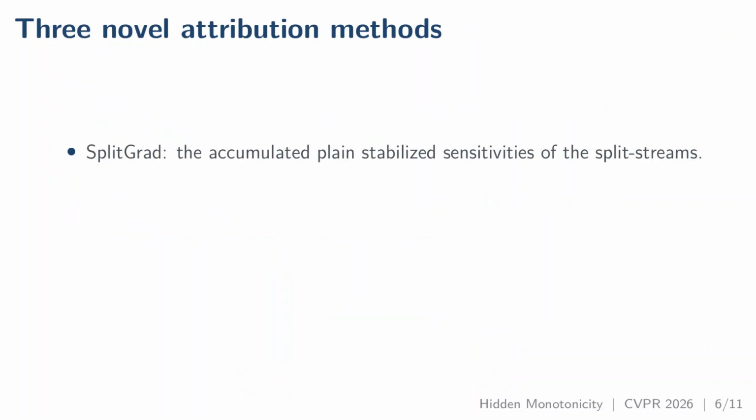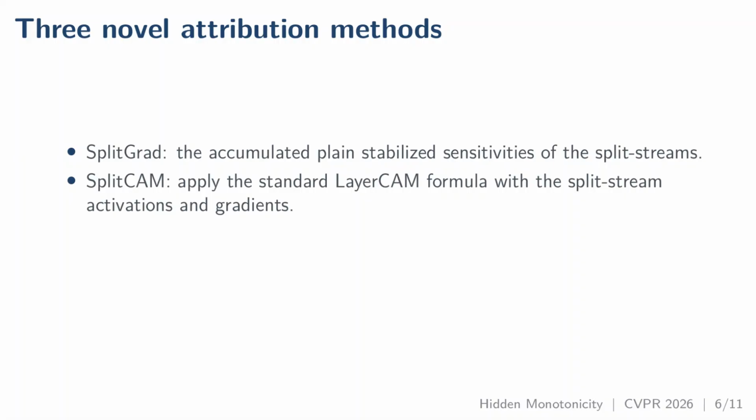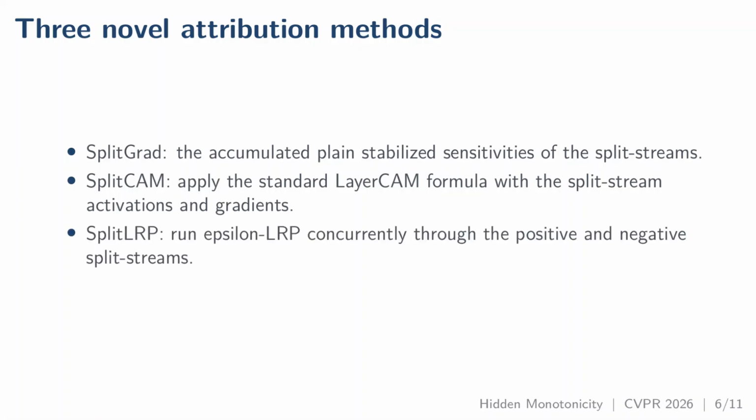Using the split stream representation, we introduce three novel attribution methods. We call the plain sensitivities of the two streams split grad. Split CAM plugs these sensitivities and the split stream activations into the standard layer CAM formulas. Split LRP runs epsilon LRP concurrently through the positive and negative split streams.